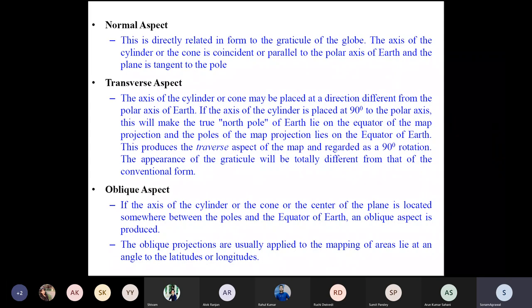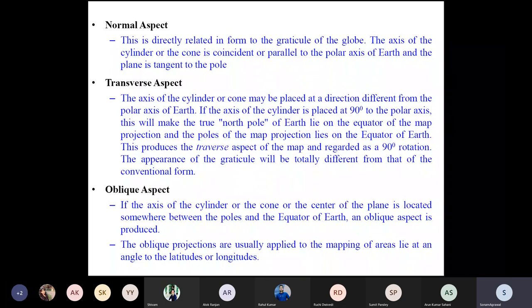The axis of the cylinder or the axis of the cone will be parallel to the polar axis in case of normal aspect. In case of transverse aspect, the axis of the cylinder or the axis of the cone will be at 90 degrees from the polar axis of the earth. In oblique aspect, the axis of the cylinder or that of the cone will be at some angle between 0 and 90 degrees from the polar axis of the earth. So try to make a diagram of this one.